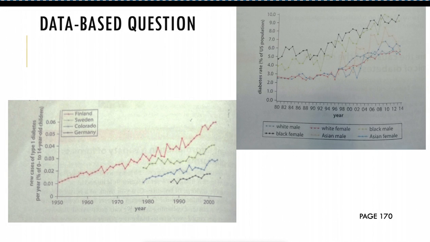Okay, guys, so here we have got the database questions on page 170 in our books, and we're going to look at diabetes cases in different countries and diabetes cases in white and black people, Asian people, so in different kinds of races. So that's going to be your homework.